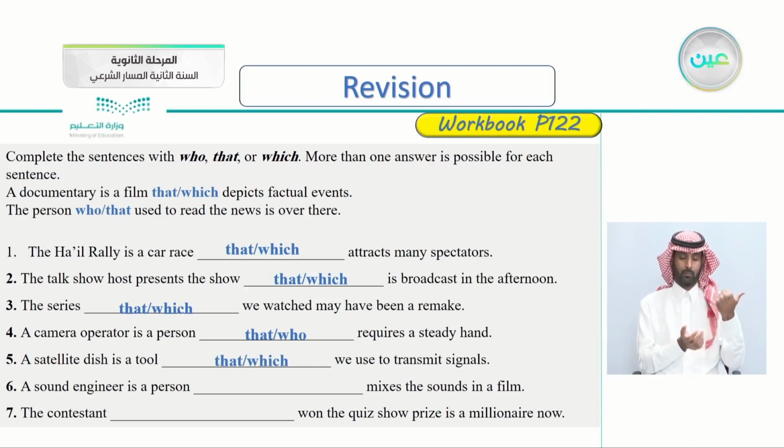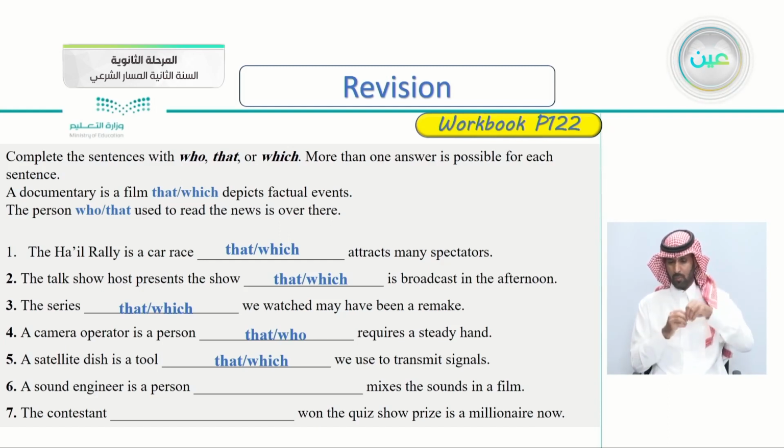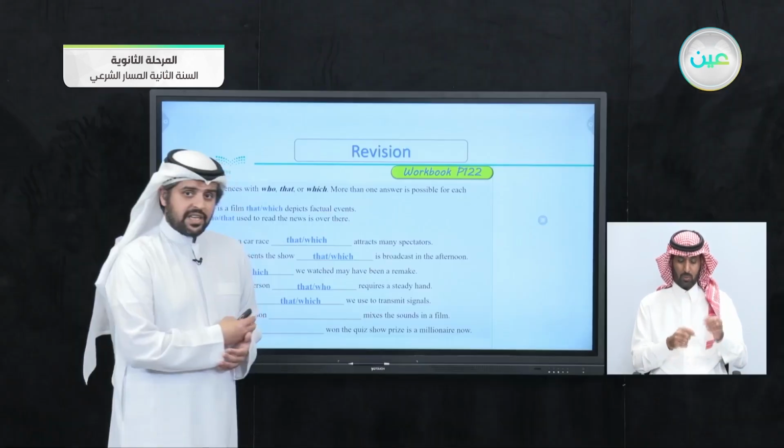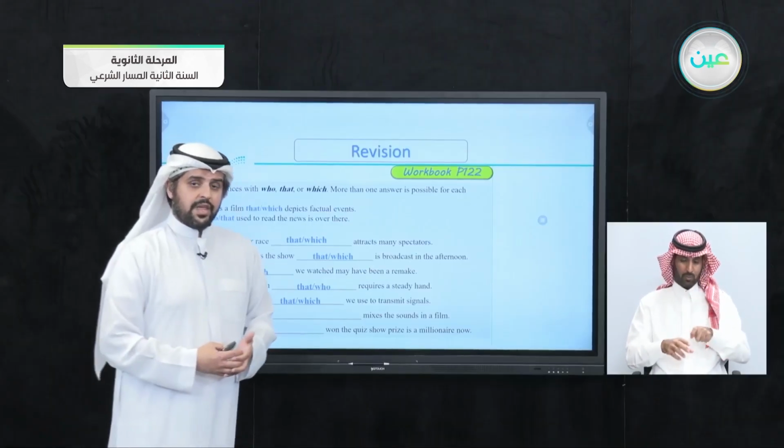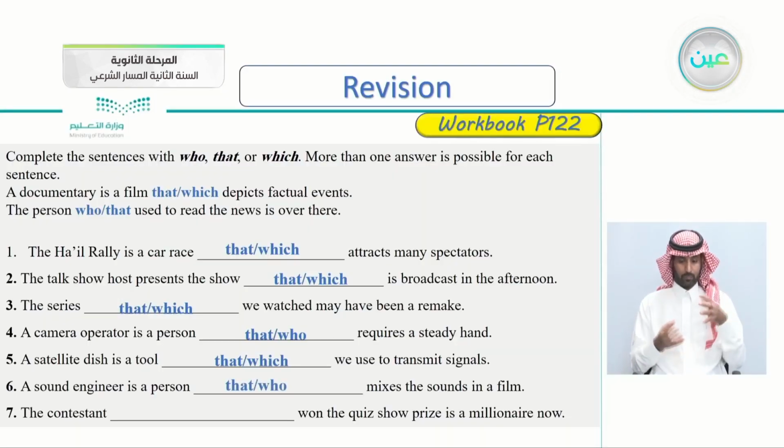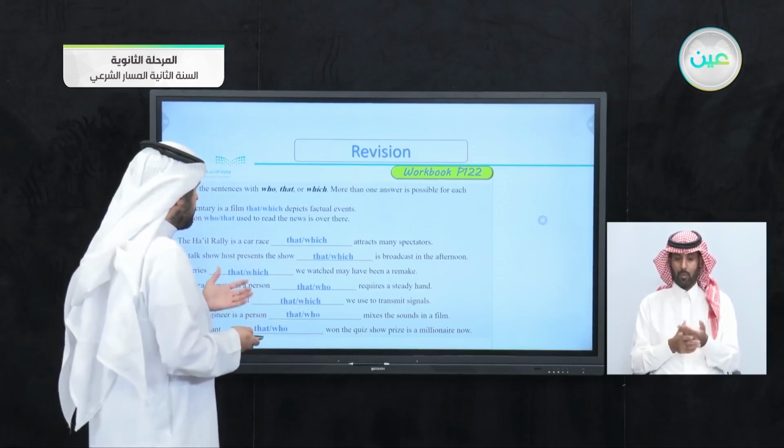Number 6, a sound engineer is a person who mixes the sounds in a film. So once he said a person here, now you immediately know the answer. So, yes, that or who. Notice that "that" comes with each answer because that can take a person and can take an object. Last one, the contestant who won the quiz show prize is a millionaire now. So yes, that or who, the contestant, because we're talking about a person here, a contestant.